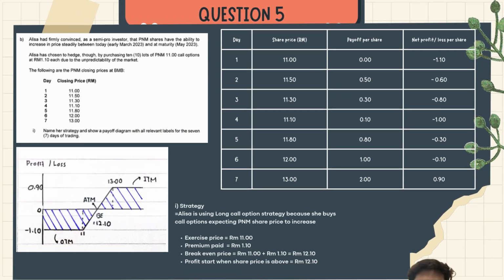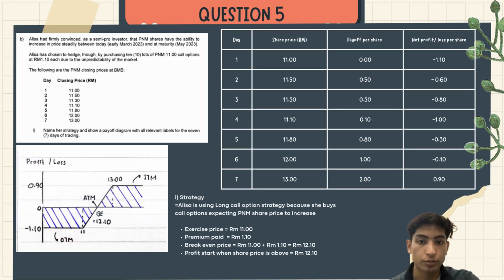Next, for question 1, use the long call option strategy because Alisa buys a call option on PNM share, expecting the share price to increase. A call option gives her the right but not the obligation to buy the share at RM 11. She also pays a premium of RM 1.10 per share. The call payoff is calculated as S minus K, which means the market price minus the strike price. Net profit is calculated by deducting the premium from the payoff. The break-even price is RM 12.10.